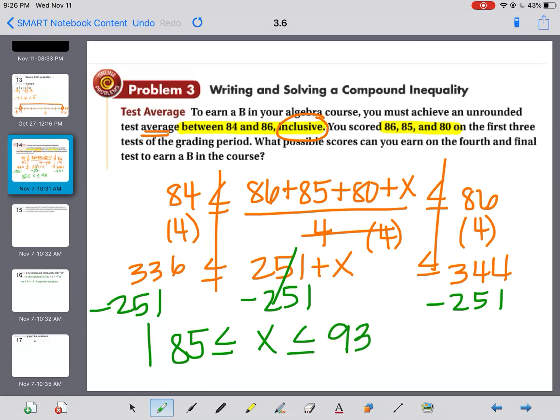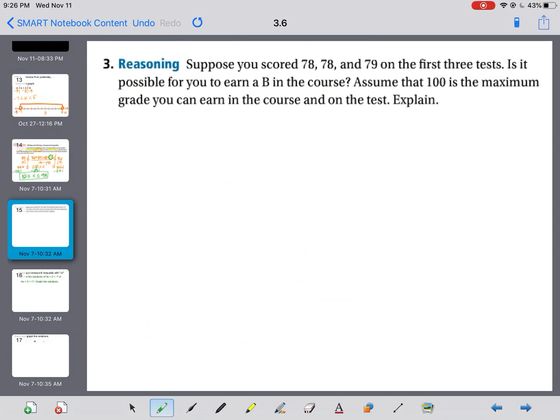Okay, that leaves me with 85 is less than or equal to x, which is less than or equal to 93. So that means on this 4th test that I'm going to take here, I have to get somewhere between an 85 and a 93 inclusive in order to get that B in class.